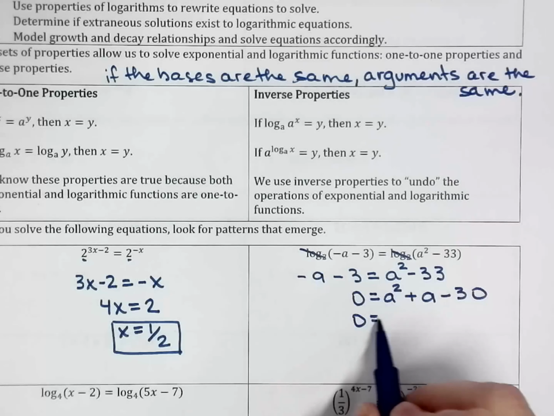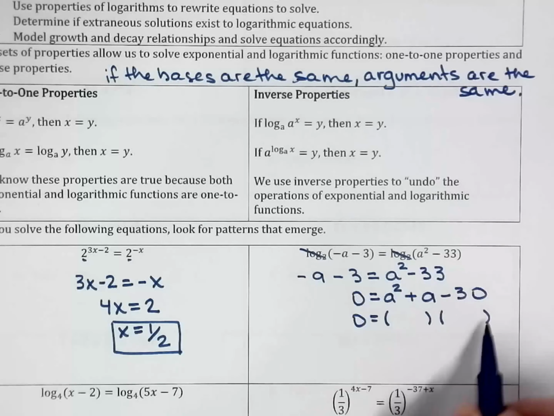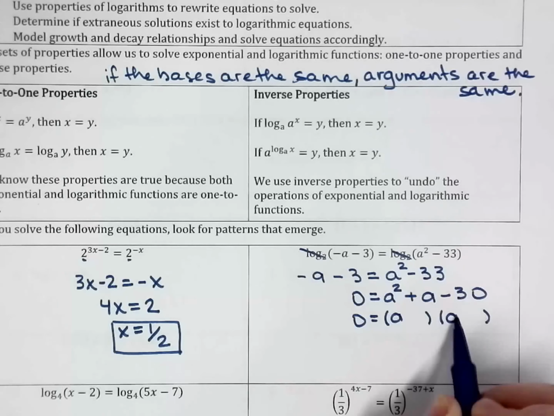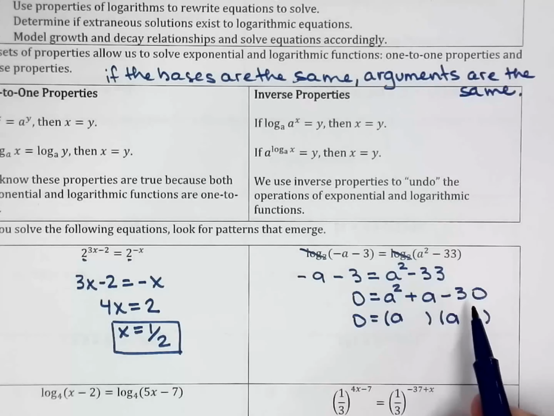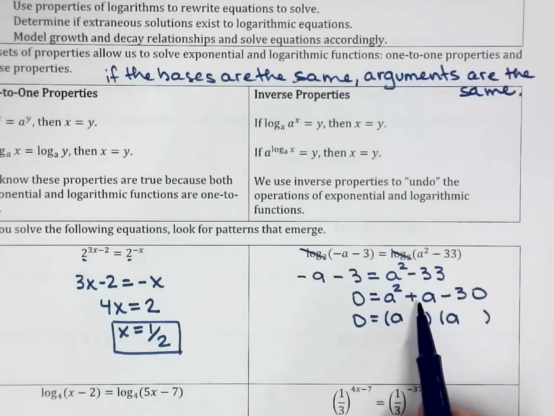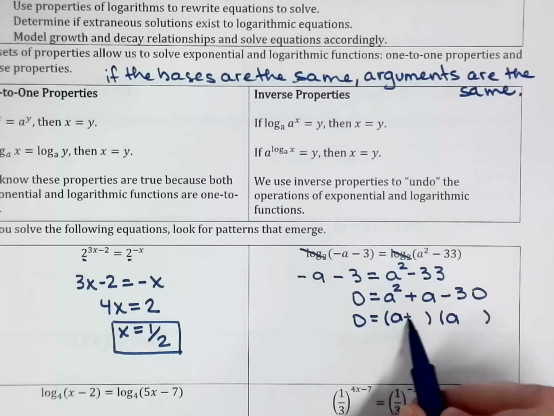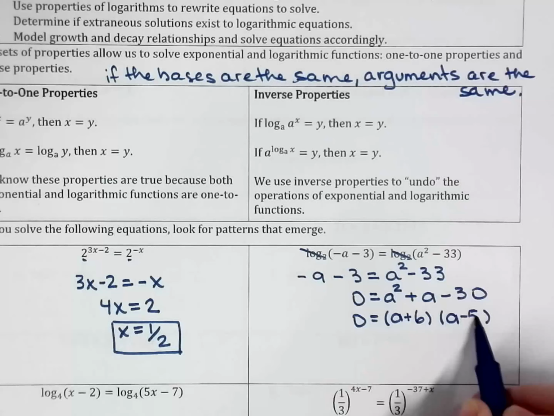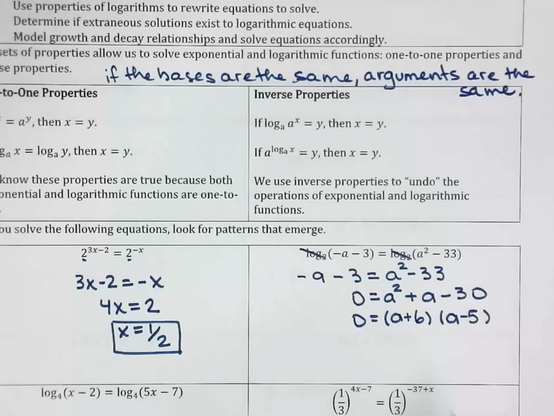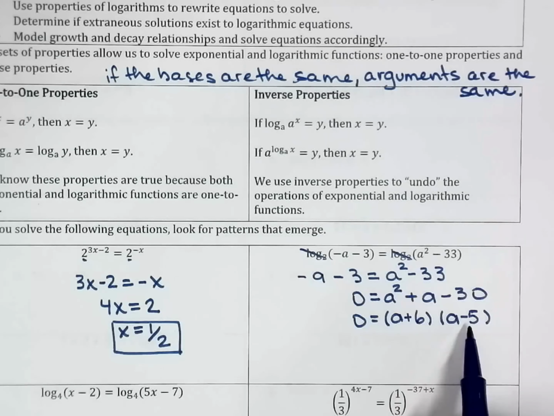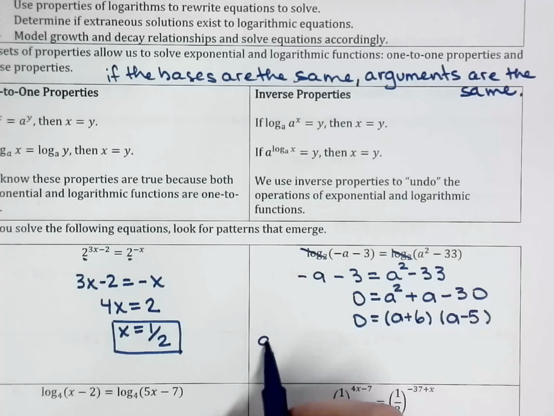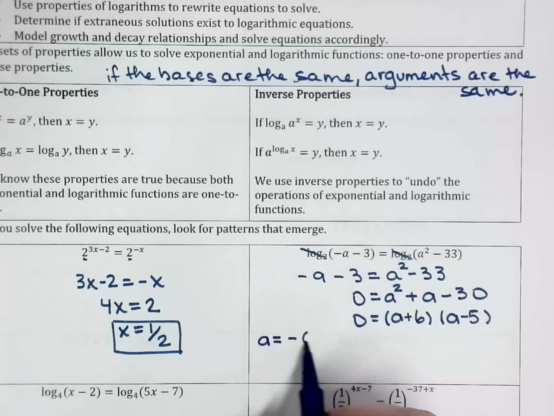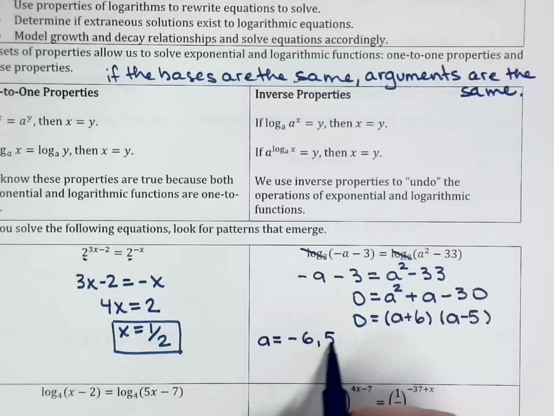Let's go ahead and solve this by factoring. So two numbers that multiply to negative 30 and also add up to positive 1. Positive 6, negative 5. Okay? Set each factor equal to 0 and solve. So I have a equals negative 6 and positive 5.